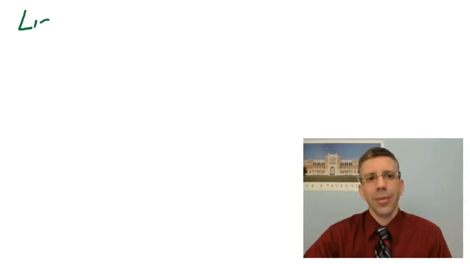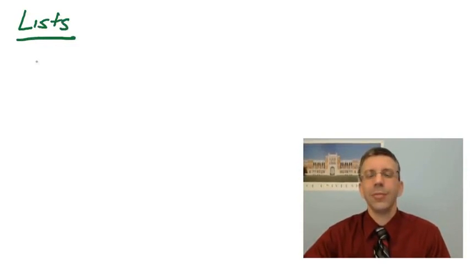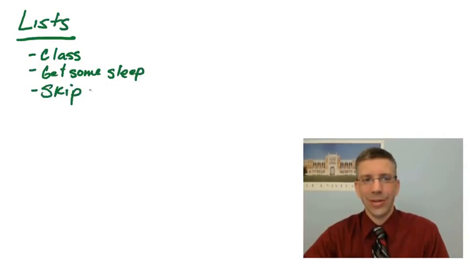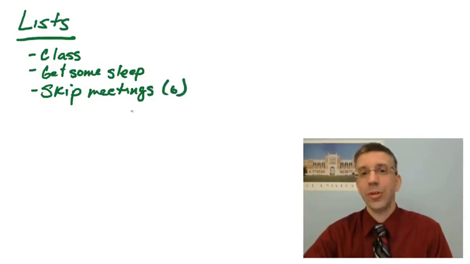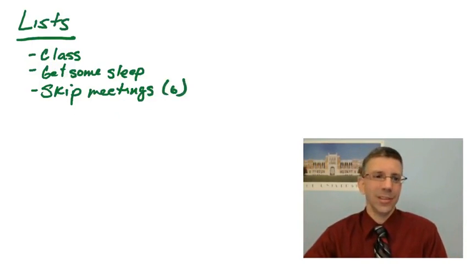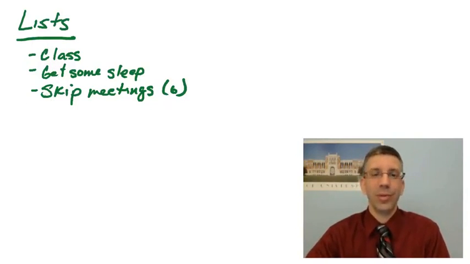So I want to talk about lists. Okay, what is a list? Well, let's make a list. I've got a list of things that I need to do. I need to teach class. I need to get some sleep. Yeah, like that's going to actually happen. I need to skip my meetings. All 6 of them. Don't want to go. All right. So I have a list here, and I think you'll agree this is a list. This is my to-do list, perhaps, for today, of things that I would like to get done and probably won't.